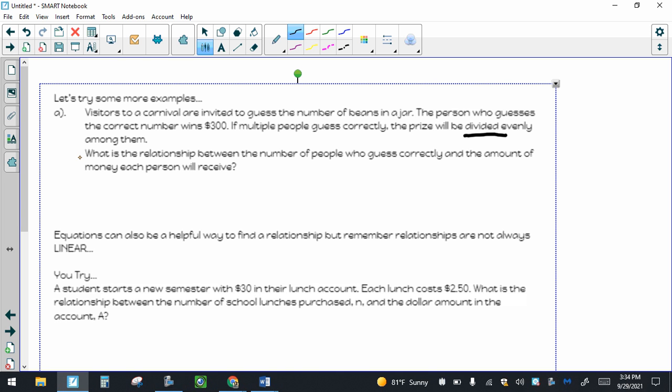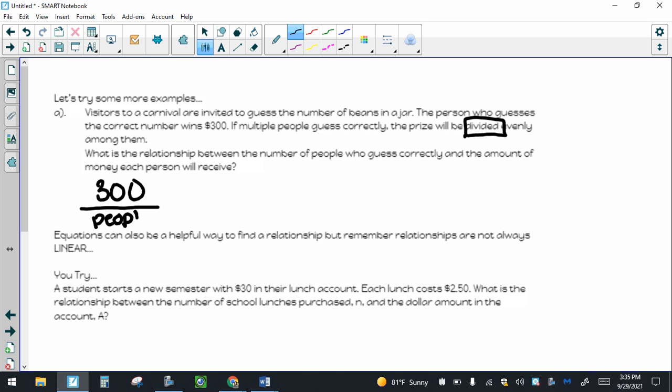Well, first off, let's remember what our word problem words are. This word divided says that what we're doing is we're taking this 300 and we're dividing by how many people there are, or how many people want it. This is not an adding or subtracting pattern. This is a dividing pattern. So this is going to be non-linear. Adding or subtracting patterns are linear. Multiplying and dividing patterns are non-linear.